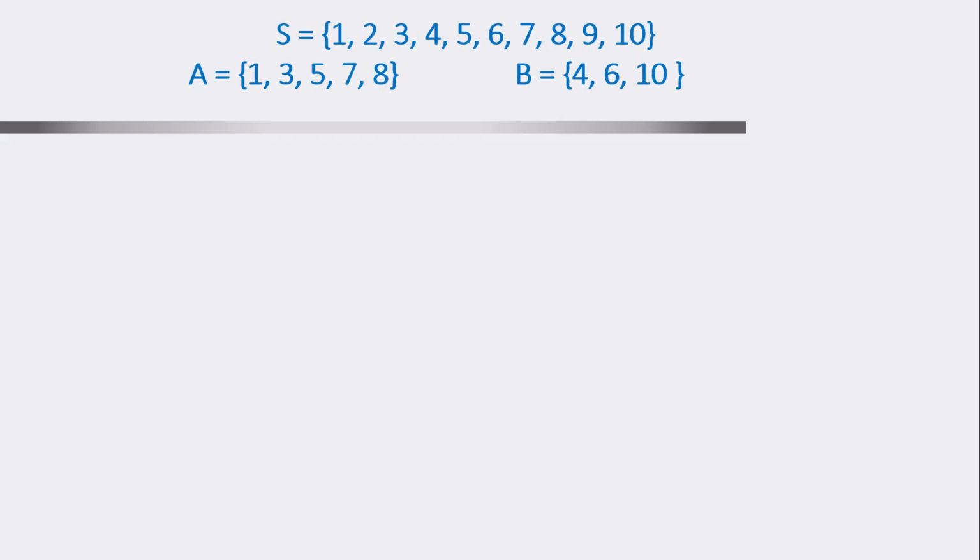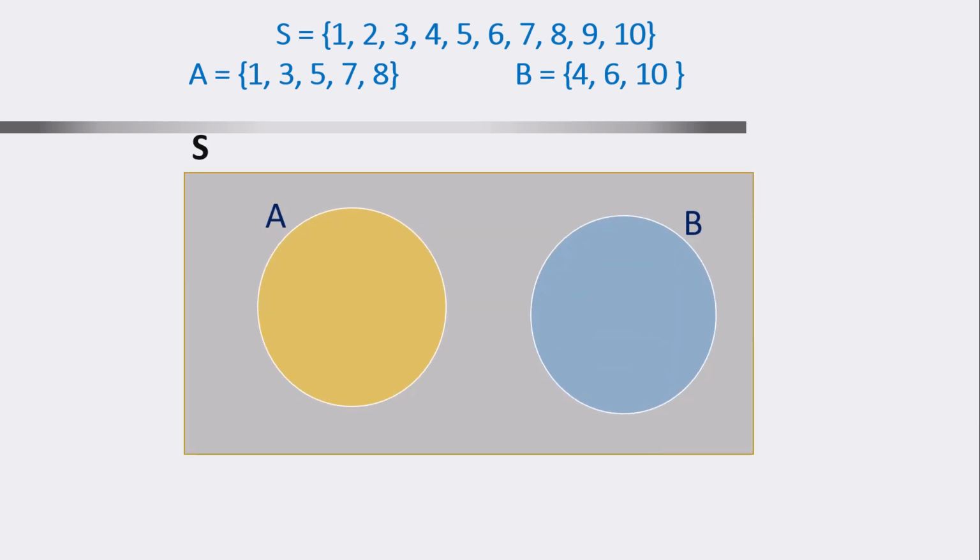Now let me explain another example. Again, the sample space and two events are given. Now how do we draw a Venn diagram for this case? First, we need to understand there are two major events, A and B. And next, do we have any common elements? No, there are no common elements. Therefore, we know A and B are disjoint. So then, this is the Venn diagram for that.